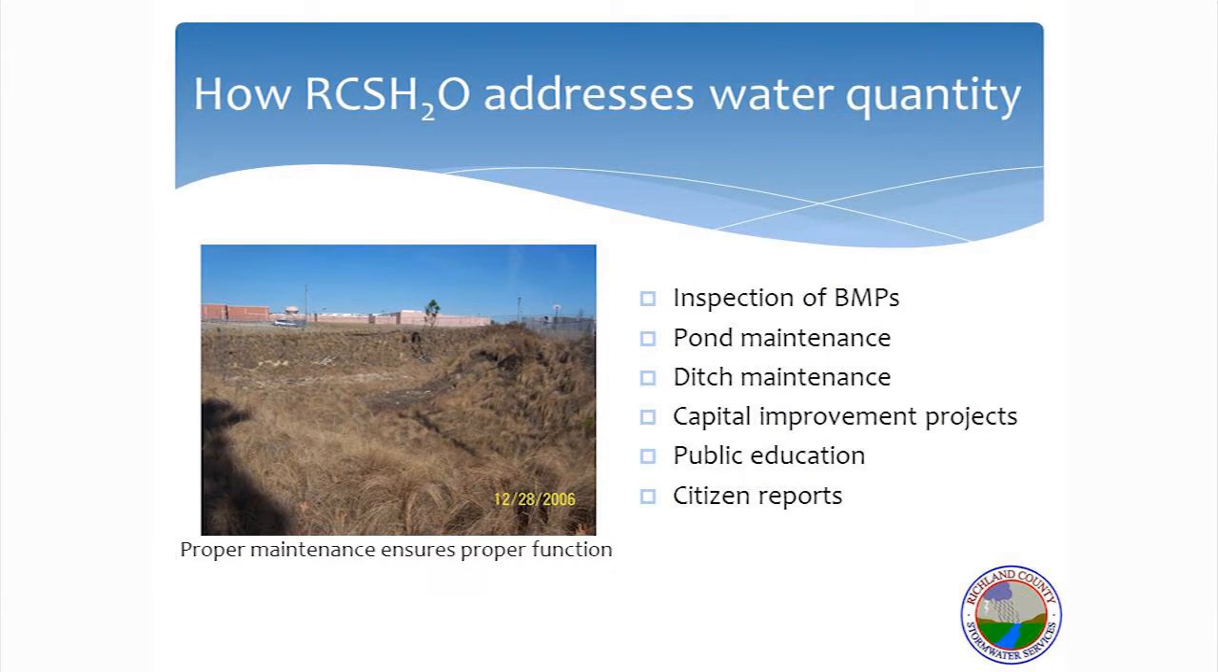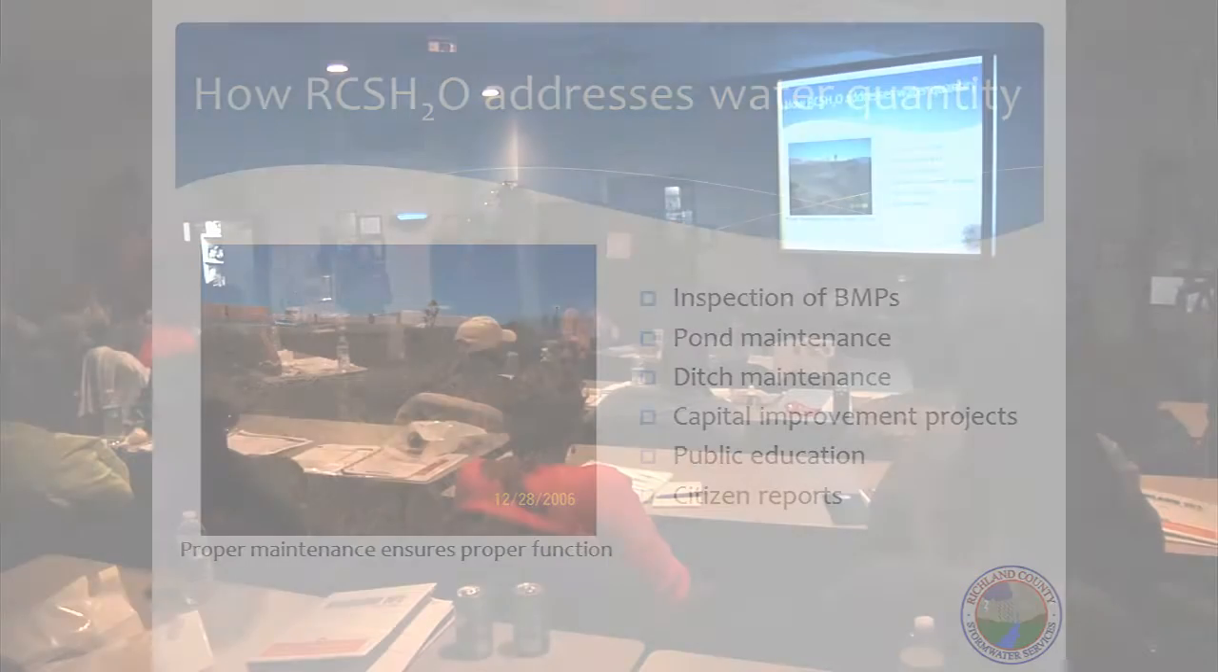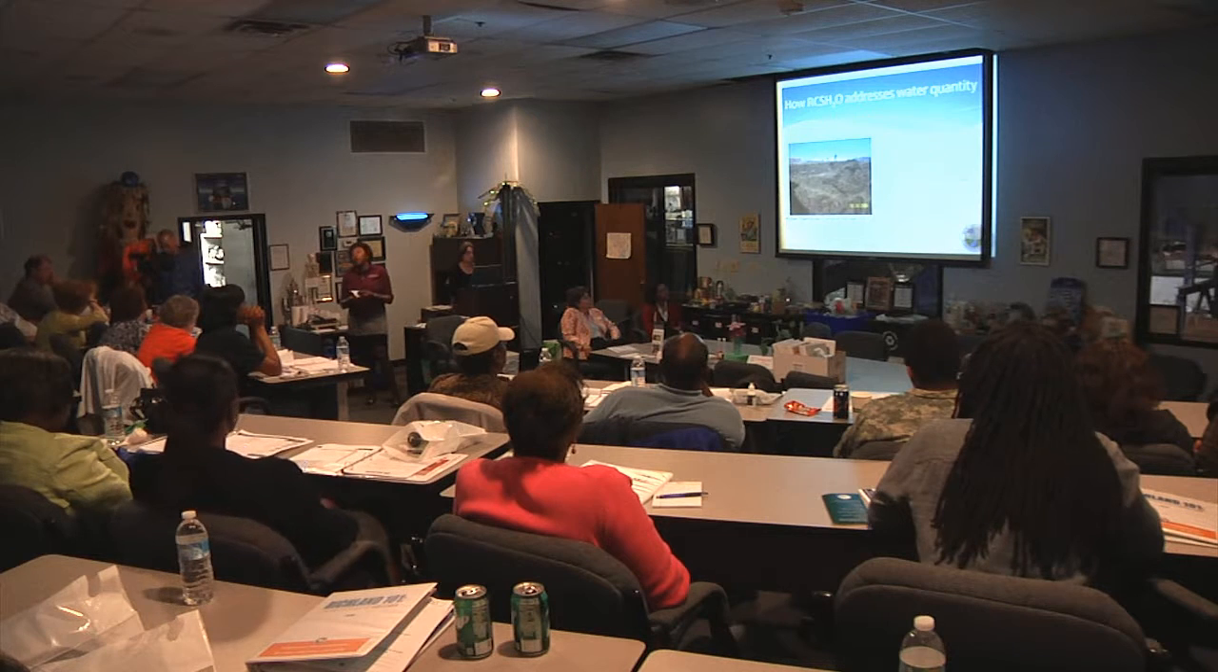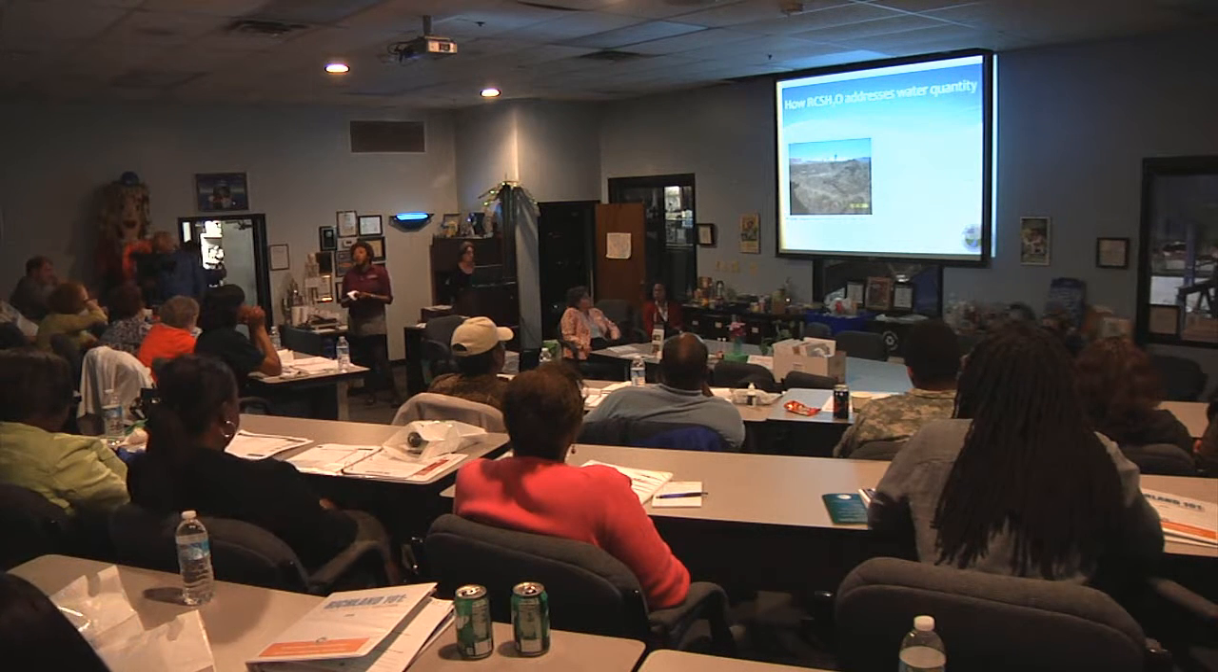All right, so we address water quantity by inspecting a lot of these BMPs, including the ponds. So we inspect retention and detention. Detention are dry ponds, as shown in this picture, and retention ponds, which are the wet ponds that you see quite often, more often on commercial sites than you would detention ponds. Those ponds do have to be built to specifications, and they are inspected to ensure they are maintained properly and functioning properly.